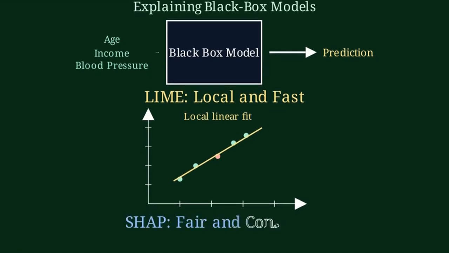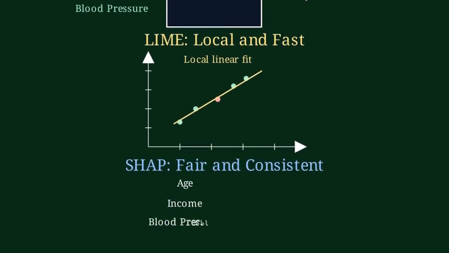Now, SHAP. It stands for Shapley Additive Explanations. It uses game theory and assigns each feature a fair contribution by checking many combinations. It is consistent but slower.